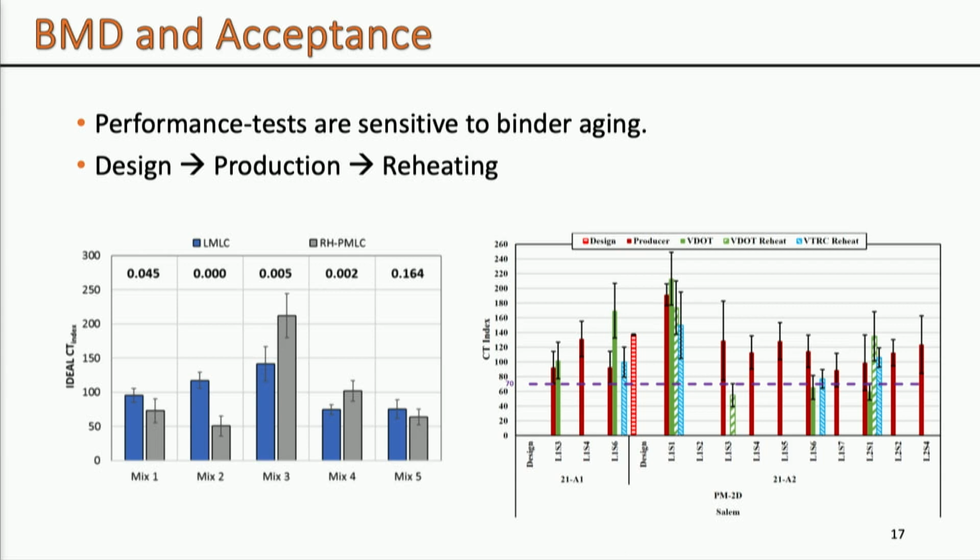There is also the effect of reheating. Whenever you take a sample from the plant, you have to take that sample back to your lab, allow it to cool down, and then reheat it. That additional reheating might also cause some aging, and that might affect the result.